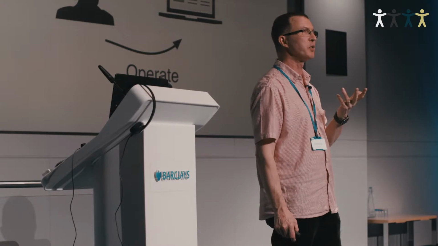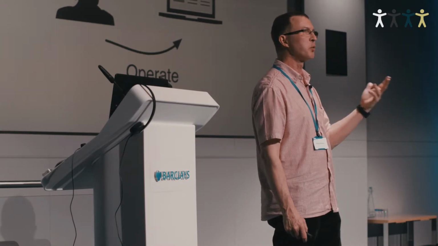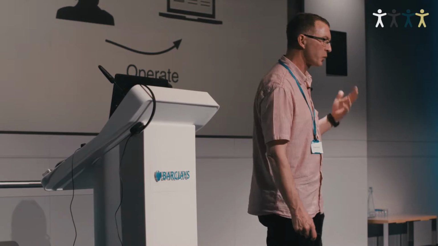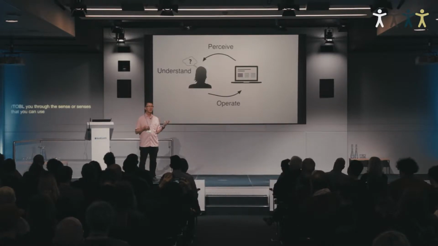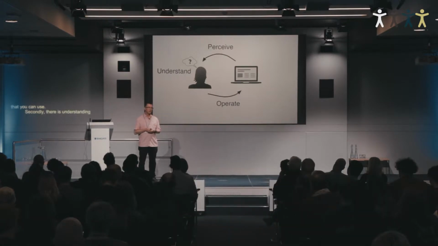From an accessibility point of view, it's important to make things receivable to you through the sense or senses that you can use. Then secondly, there's understanding. Can you understand the content? You can read a Chinese website, but you may not understand it if you don't speak Chinese. So is it in the right sort of language? Is it plain English if you're an English language website? Is it clear what things mean? Is it clear what labels mean, instructions mean, media player controls, those sort of things?